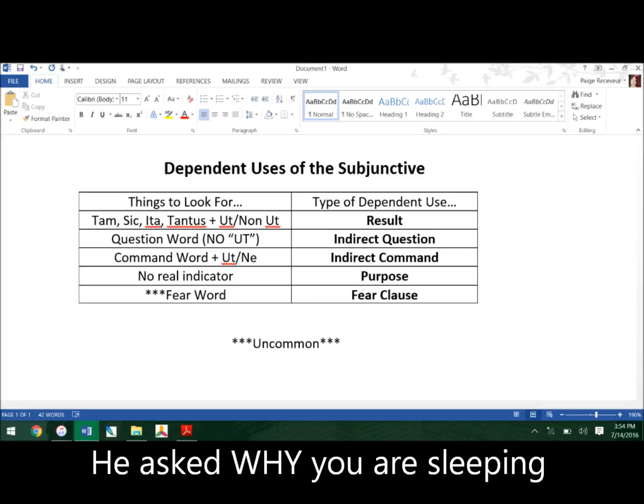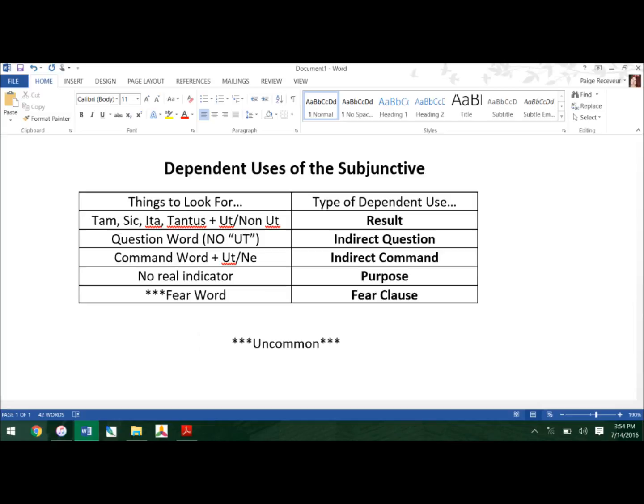But for now, keep in mind the reason it's an indirect question is not because he asked, but it's that "why." So, "he asked why you were sleeping." The "why" in that is the question word that I'm talking about. That question word replaces an ut or a ne. So when you're asking that indirect question, the linking word in there would be cur, which means "why." Not an ut cur or a ne cur, just a cur.